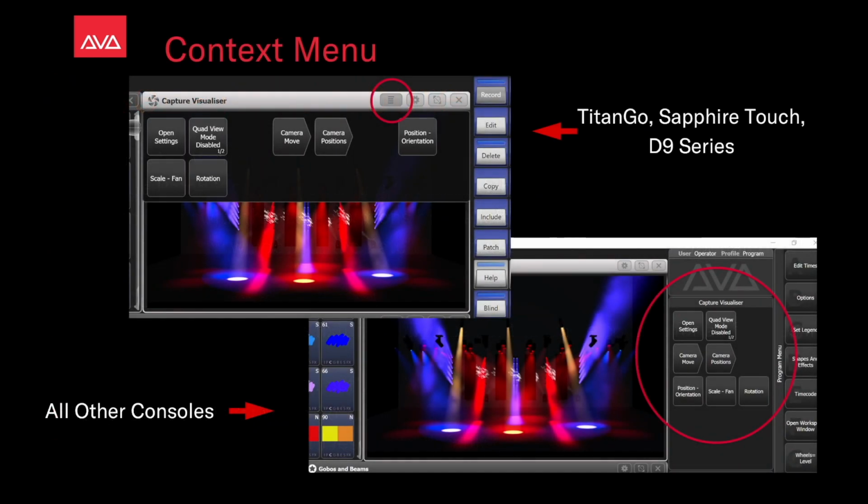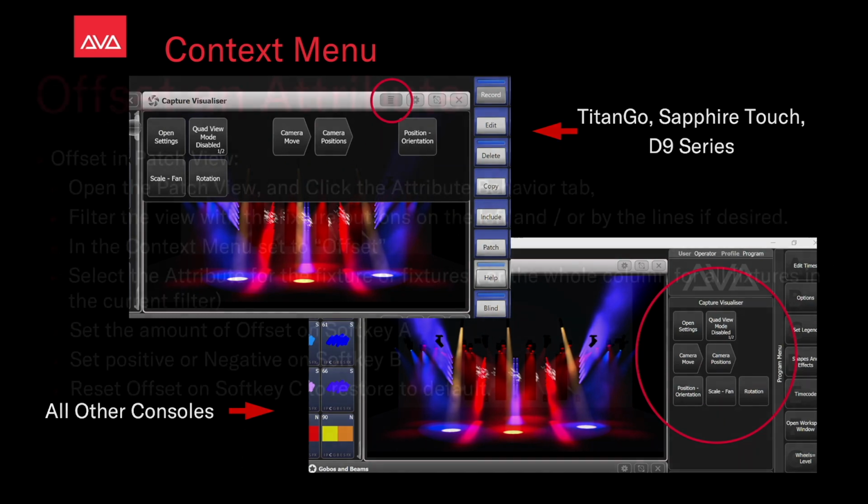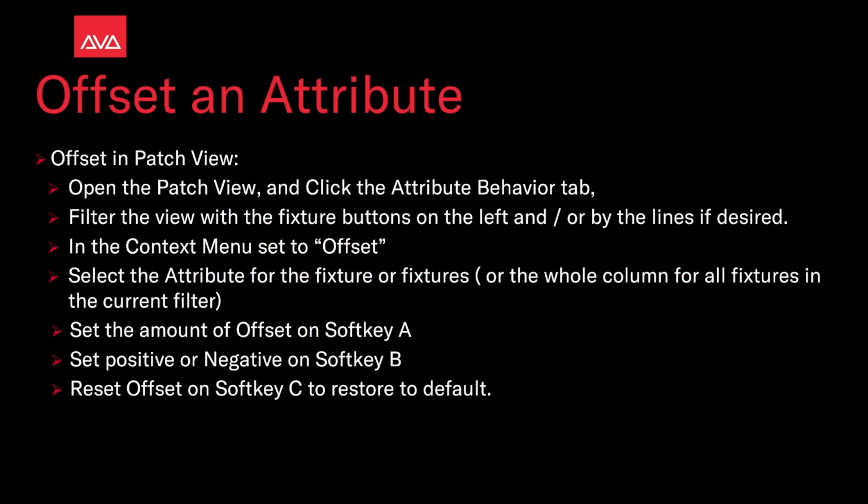Remember, our context menu on the Titan Go, Sapphire Touch, and D9s will be the 4 lines button on every window. All other consoles is going to be just to the left with soft keys B, C, and D. So after we set it to offset, we can then select the attribute for the fixture or fixtures, or the whole column for all fixtures in the current filter. Set the amount of offset on soft key A, set the positive or negative on soft key B, or again use soft key C to restore to default. So let's take a look at that.